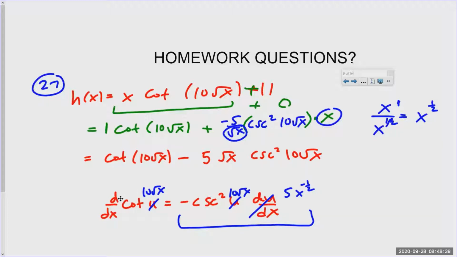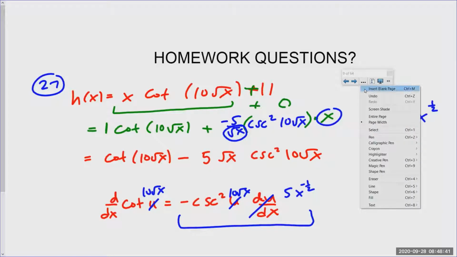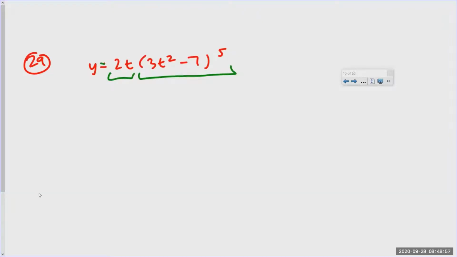Another question I have is number 29. So let me look at 29. It's find the derivative of y equals 2t times (3t squared minus 7) to the 5th. Do you guys see that at first, if you're looking at the outside, it's product rule. Okay, it's the product rule.